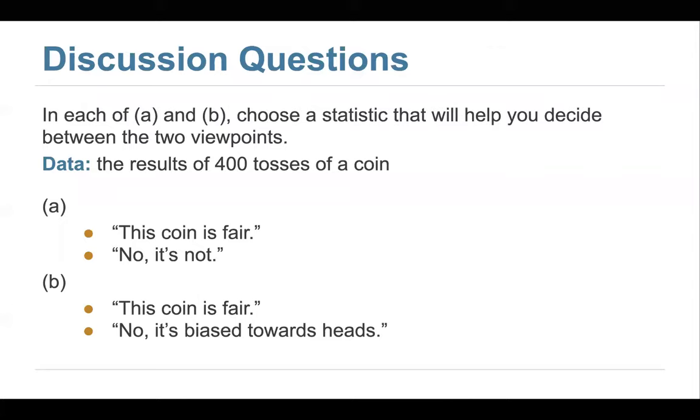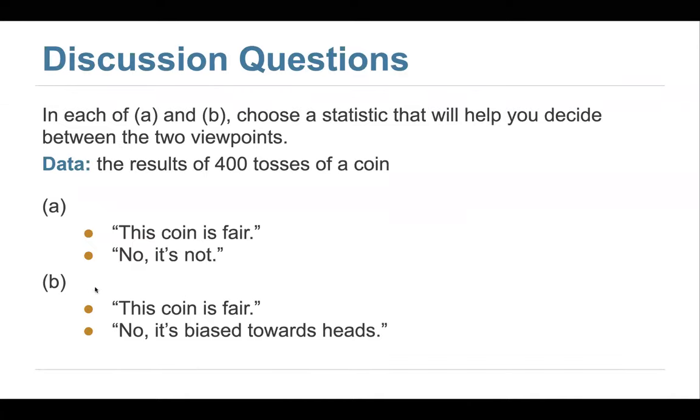So with that framework set up, let's try to do some examples of coming up with a test statistic for each of these questions. The basic premise is that you have some data, the results of 400 tosses of a coin. We're going to assess two different models. In the first case, the model is that this coin is fair, so a 50% chance of getting heads. And the alternative is that no, it's not fair.